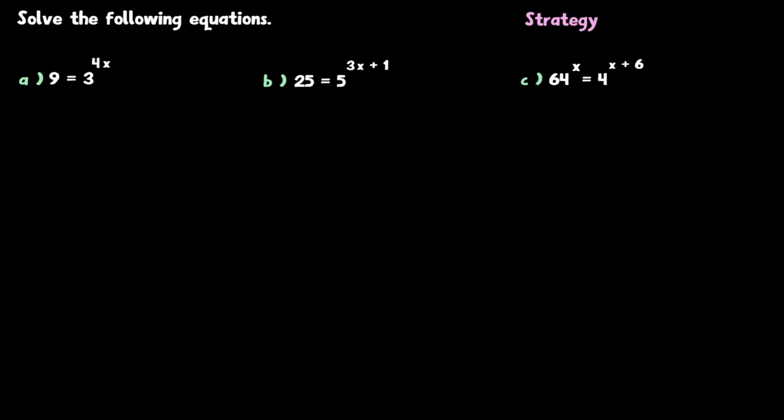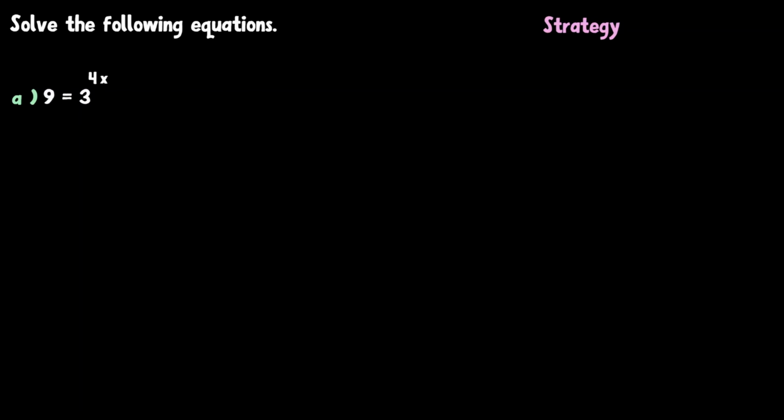Welcome. Let's discuss how we can solve the following exponential equations. Let's take a look at example A. What we would like to do is find the value of x, but notice that x is on the exponent. And when we are trying to solve variables that are on the exponent, one strategy that we might want to consider is, would it be possible to write the left-hand side and the right-hand side using the same base?